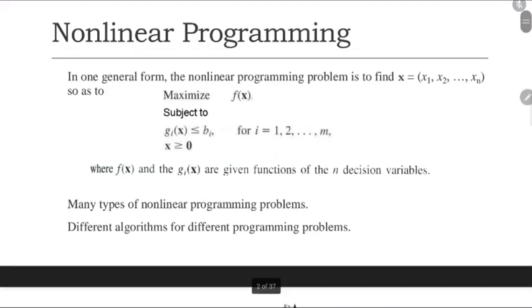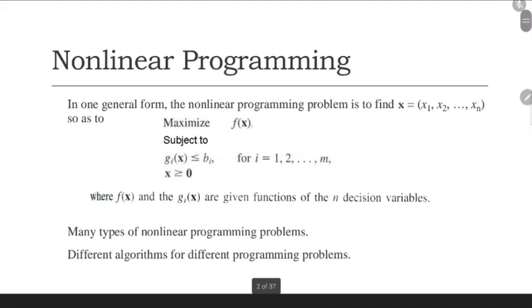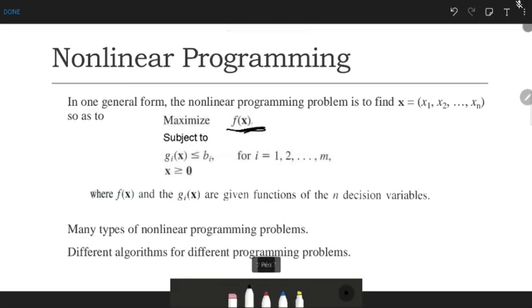Okay, non-linear programming. What is non-linear programming? It's the same thing as linear programming, but instead of a linear function, your objective function will be some non-linear function. For example, instead of having something like 2x1 plus x2, you'll have something like 2x1 square plus x2, non-linear. That's the only difference. Everything is the same, but your objective function looks non-linear.